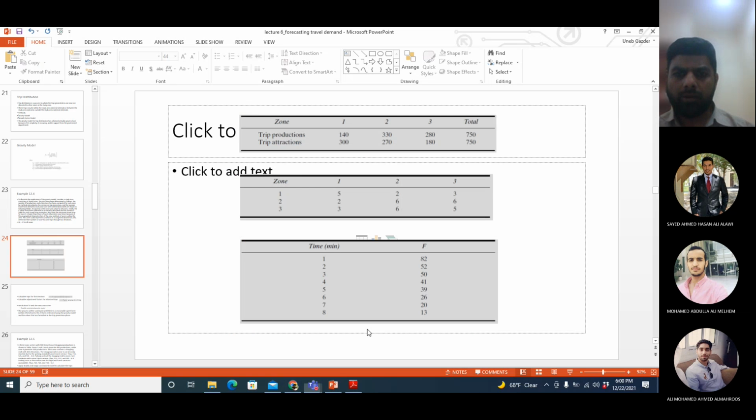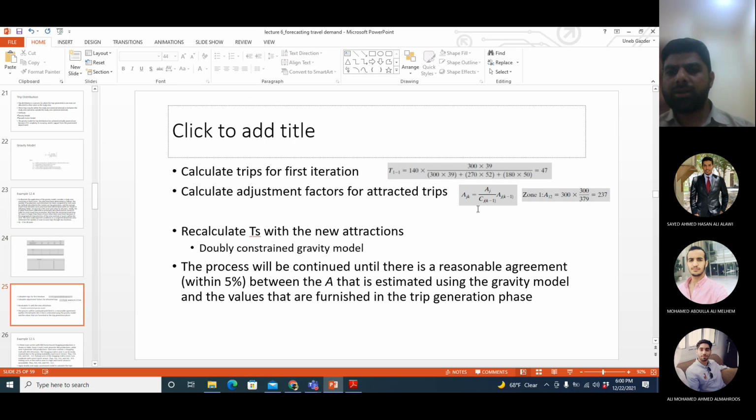Okay, so for the next iteration, what we need to do is calculate the adjustment factor for each zone. To calculate the adjustment factor, you take the number of trips attracted right now and divide it by the number of trips given initially. For example, we have 300 trips for zone 1, which was initially given, so this 300 will be multiplied by this ratio. The ratio is the factor.